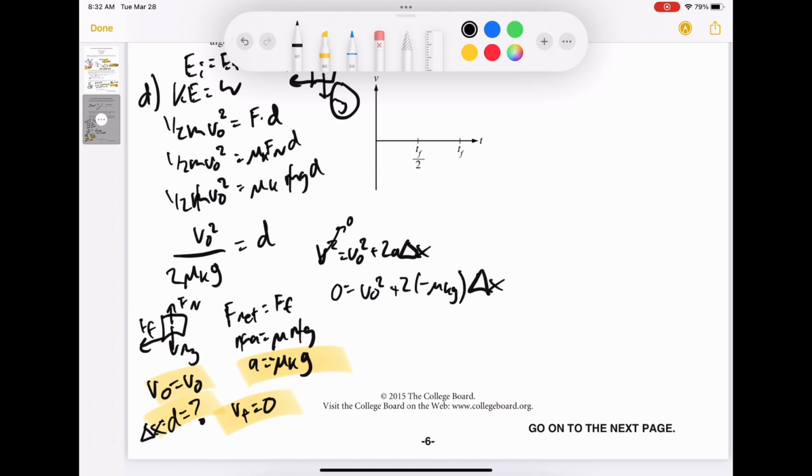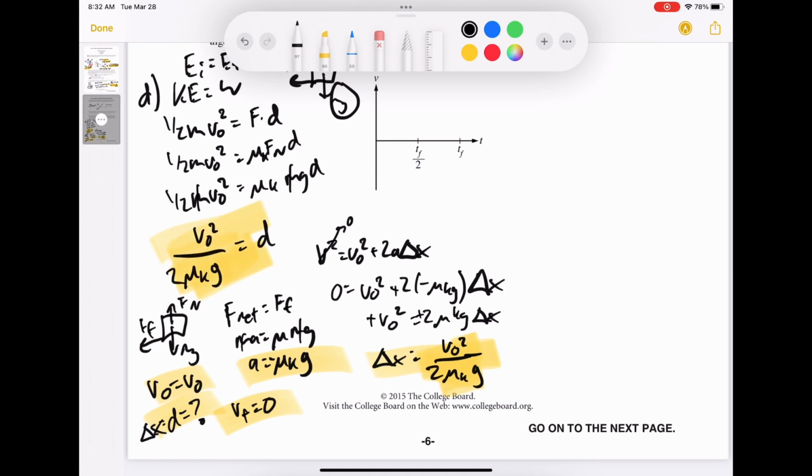Okay, and then I'm just solving for v naught, so I have negative v naught squared equals 2 negative mu kg delta x. The negatives are going to cancel out, and then I'm just solving for delta x, so I have v naught squared divided by 2 mu kg. Okay, and so I get the same answer regardless of what method I use, and so that's great.